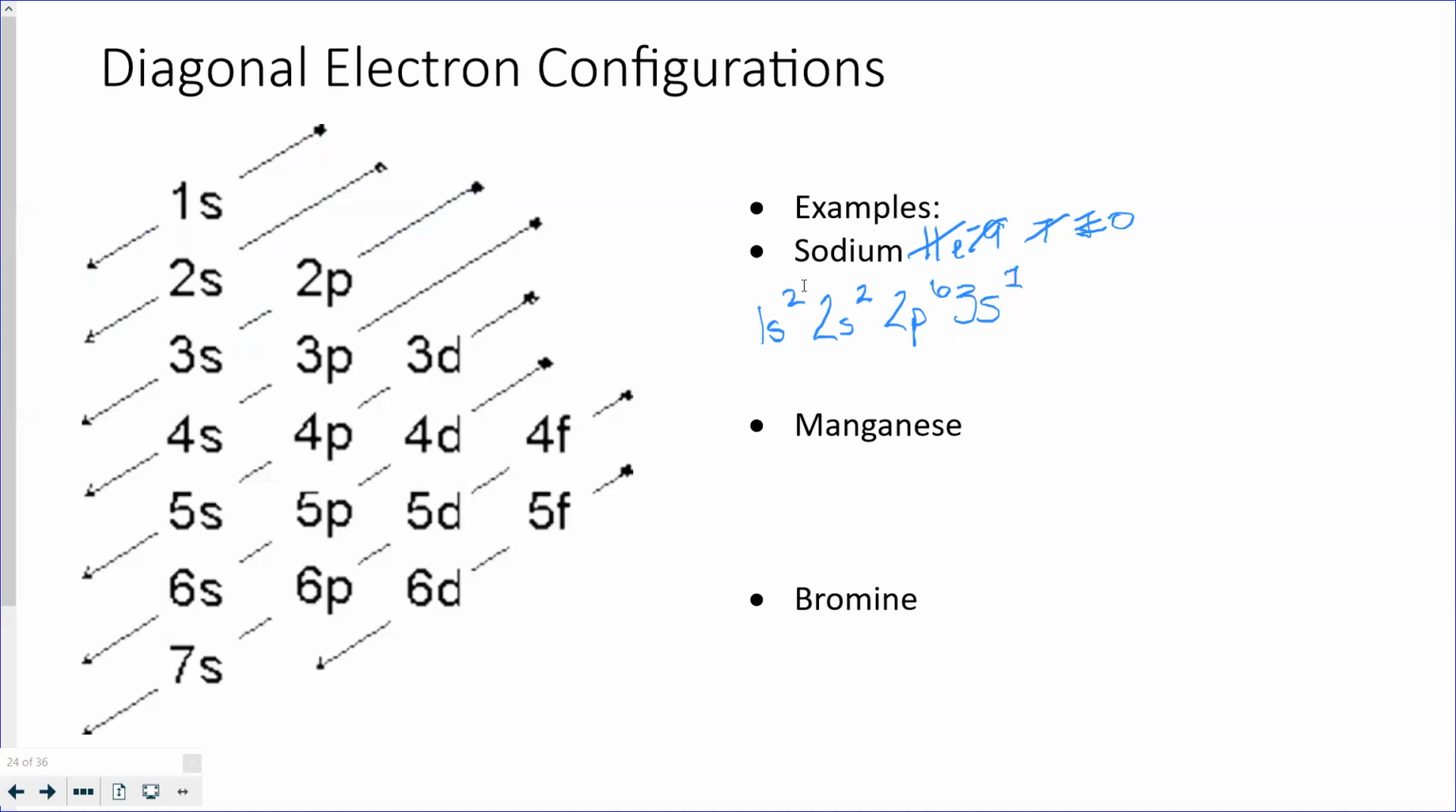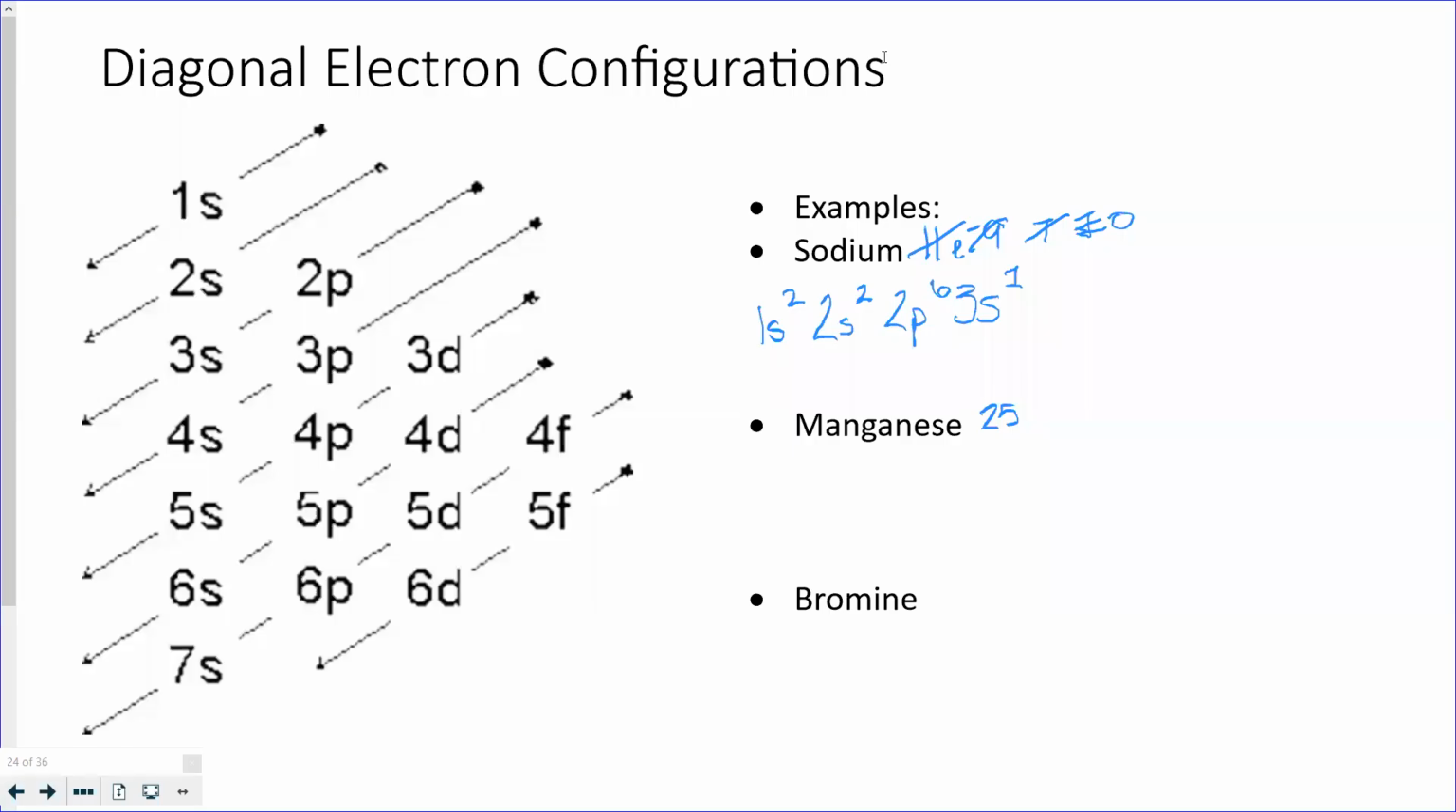Let's look at the next example. We have manganese. I want you to be careful. There is a manganese and a magnesium. Make sure you're looking at the right element. Manganese on our periodic table is number 25. So here it's a little bit bigger. We have 25 electrons that need a place to go. Sorry about that. So we still have to go in the same order.